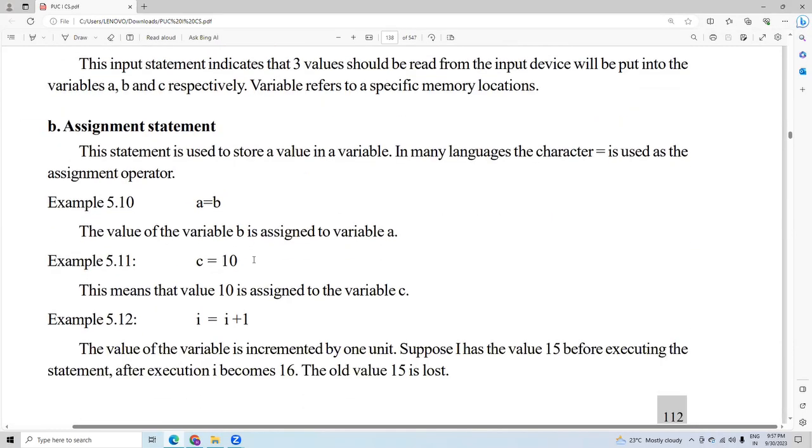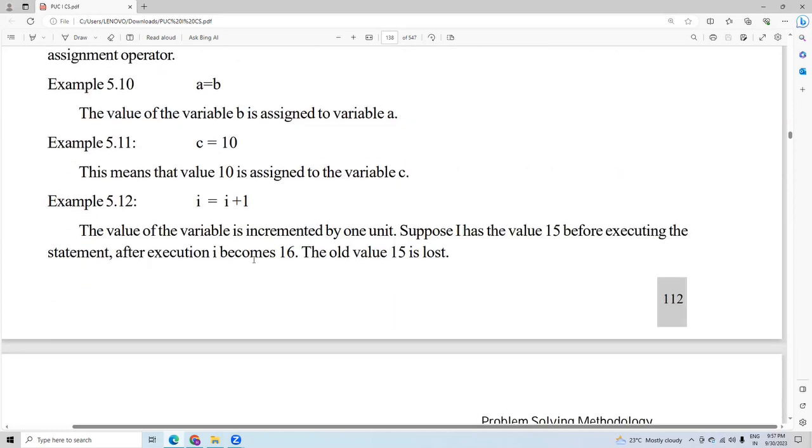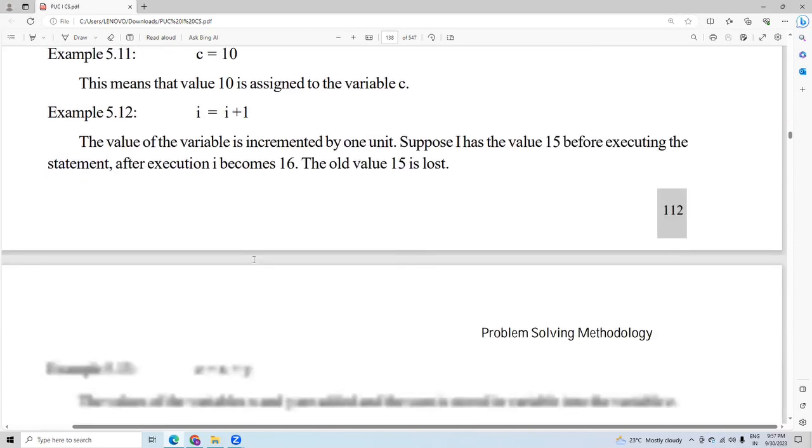Assignment statement means what? See, there they have written A equal to B, single equal to sign is the assignment statement. A equal to B means the value present in the right side variable B will be copied into the left side variable name A. Similarly, C equal to 10, we should not say equal to. We have to say 10 is assigned to the variable A.